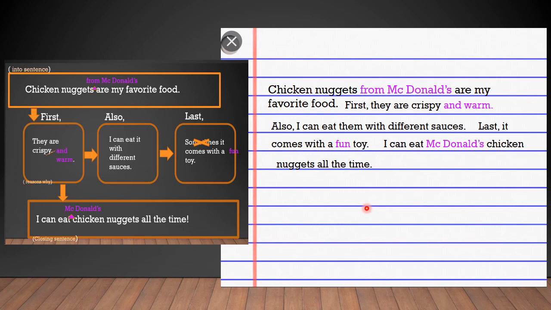And now my last step is just to go back, reread, make sure I didn't skip any words, make sure it still has a good flow and it makes sense. So let's read it together.